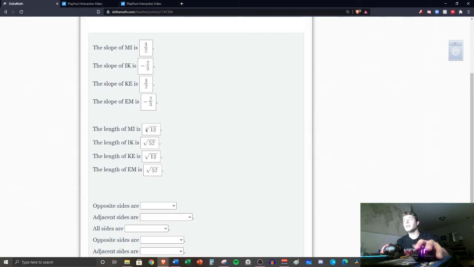All right, so what does this actually tell us? Well, look, opposite sides are congruent here, but are all sides congruent? No, so it's not a square. It is a parallelogram that has right angles, and that means it's a rectangle. That's what it's telling us.